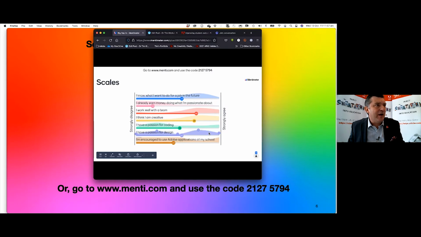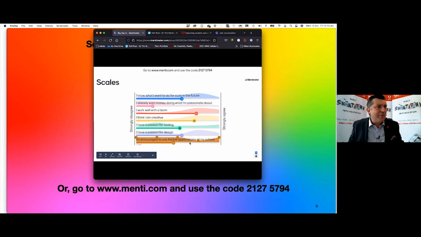I have a passion for design. Oh, wow, quite a good spread. Most of you in the agree side, tell you what, if you've got a passion for design and coding, wow, you are actually very, very employable straight away. And you should start thinking about creating your own little business, and we'll talk about that in a minute.